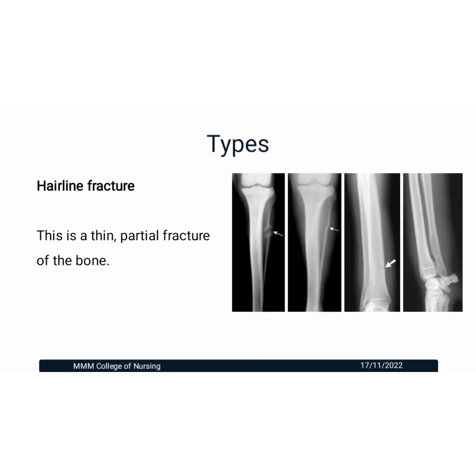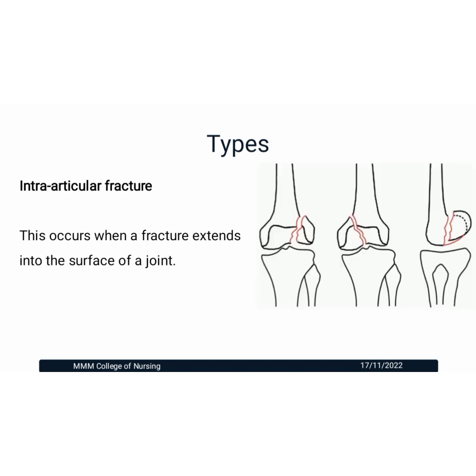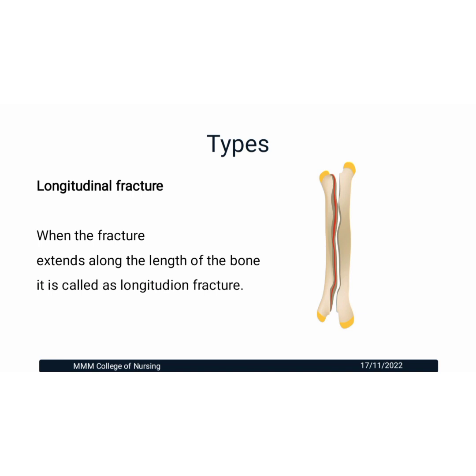Hairline fracture: this is a thin partial fracture of the bone. Impact fracture: when a bone fractures, a piece of the bone may impact another bone. Intra-articular fracture: this occurs when a fracture extends into the surface of a joint. Longitudinal fracture: when the fracture extends along the length of the bone, it is called a longitudinal fracture.